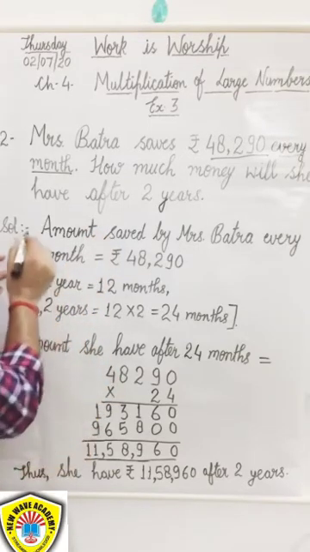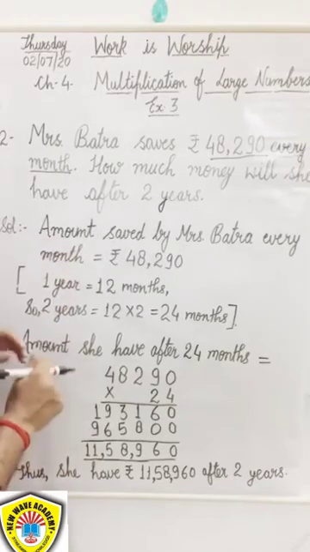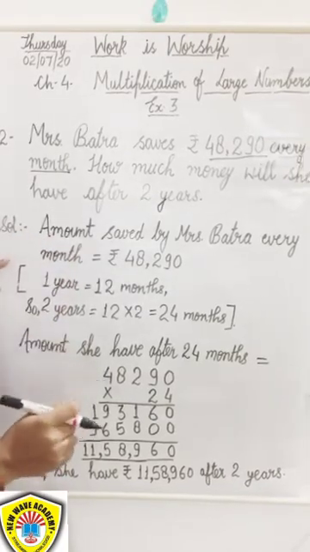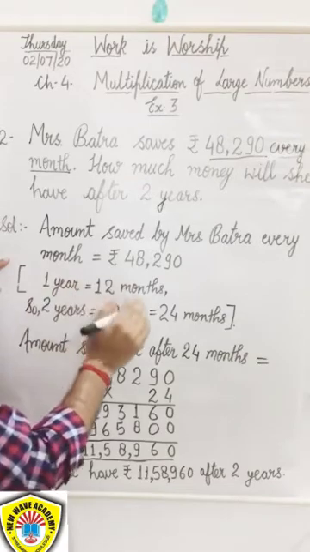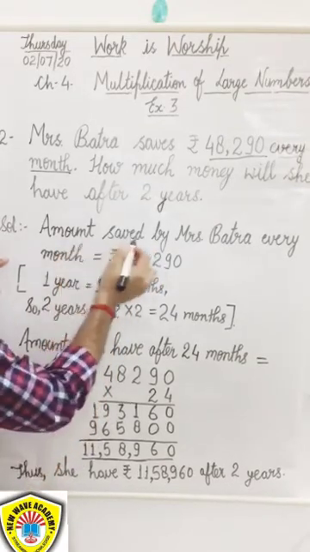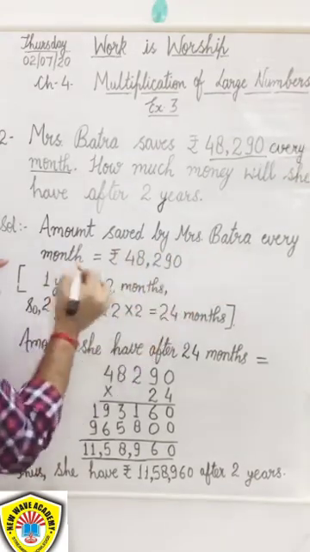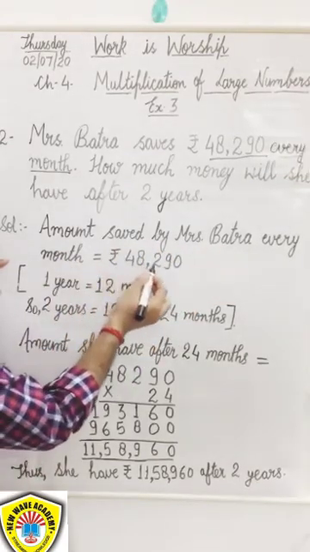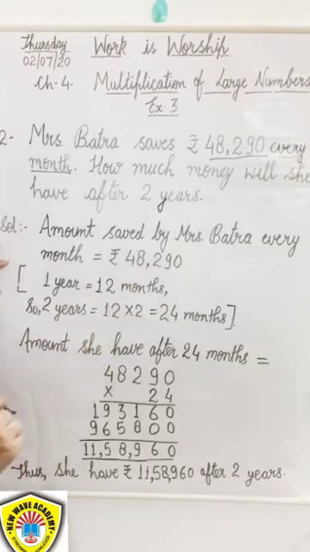Okay, so in first step we will write what the question is saying. So question is saying about the savings of Mrs. Batra. So we will write here amount saved by Mrs. Batra every month, which is 48,290 rupees. Okay. Look at one thing here.